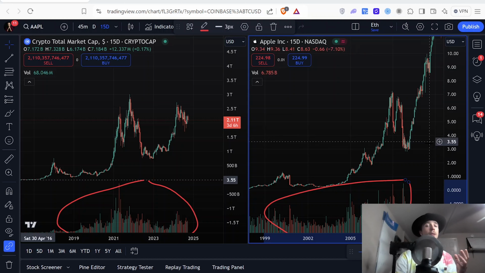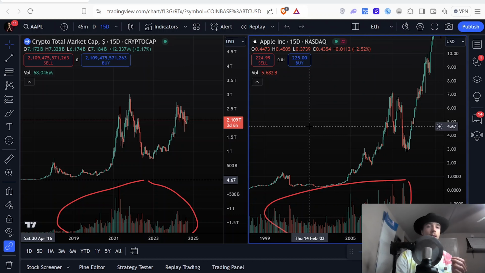Now, Apple Computers went parabolic after this. Price exponentially increased significantly over time. Why? Because volume precedes price. This is so important to understand. Why? Because if you can follow the money, you can make money in these markets. It's really that simple. There's nothing complicated about it. If you can follow the money, you can make money in these markets.